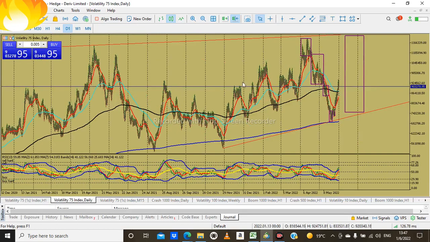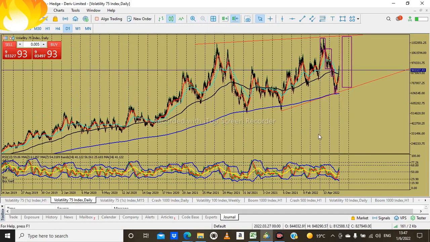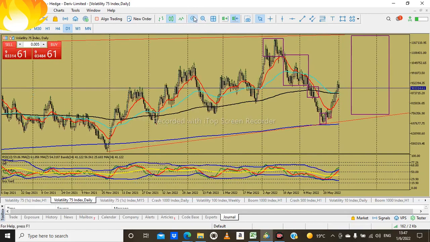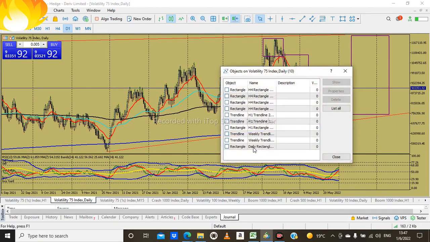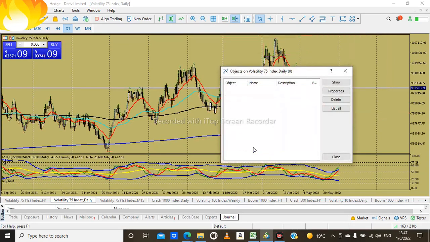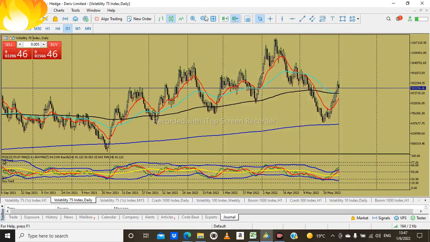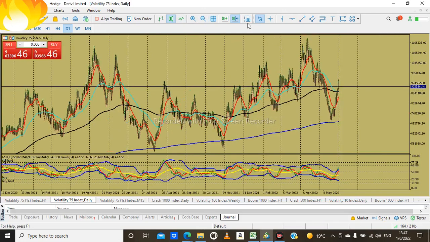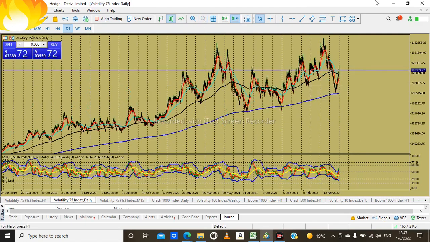Okay, so let's go on V75. Remember, price action is important. I did this analysis in the morning, but I just want to go through it with you. And it seems to be moving in the direction that I said it was going to move. Okay, so I put my trend lines and see how things are moving.